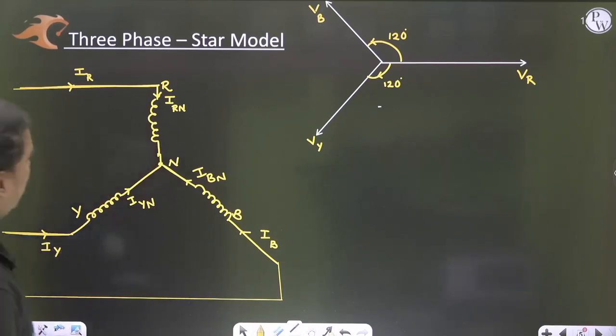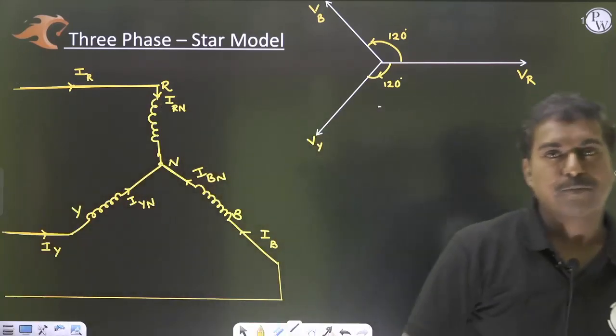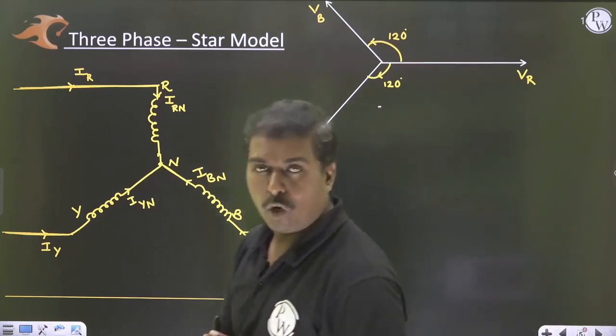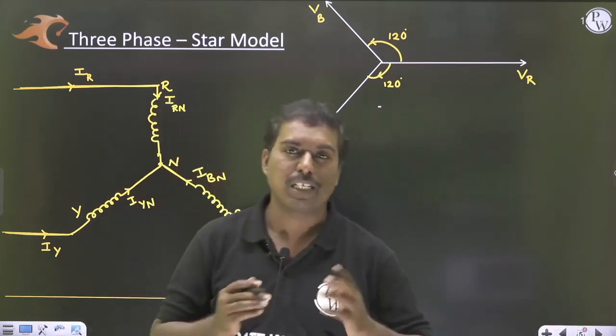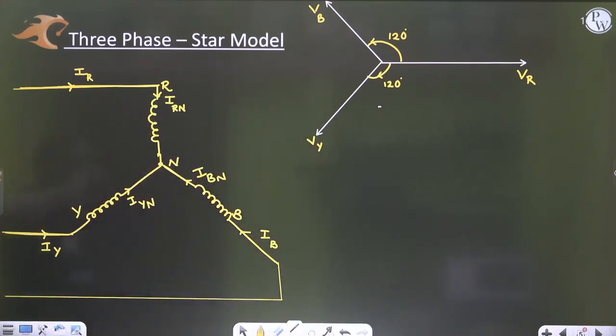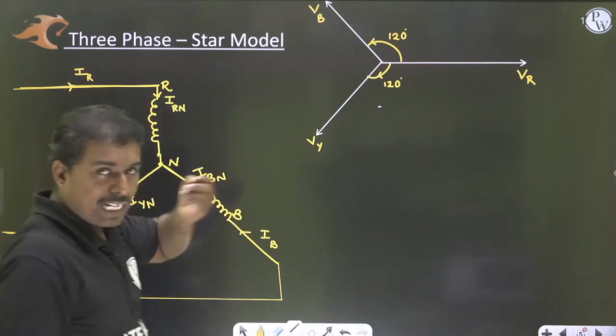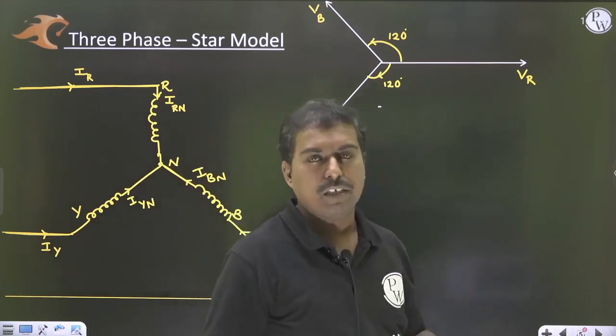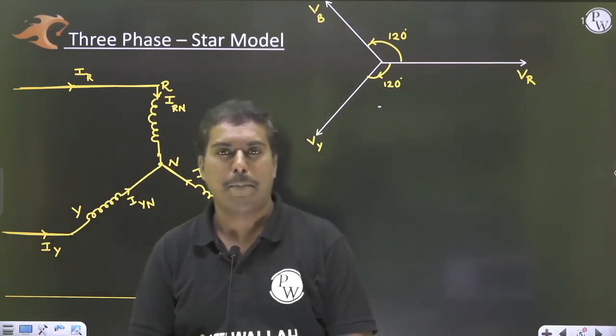In a star model, we have certain terminology: line voltages, phase voltages, line currents, and phase currents. So this is a star model, where three inductors or three coils are connected. Of course, it is a lagging power factor, since we are taking coils. For a leading power factor, we can go for a capacitor.